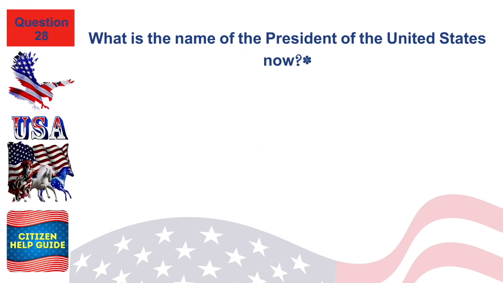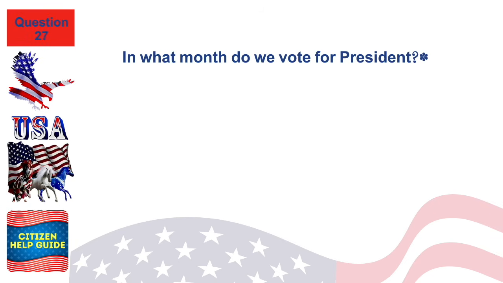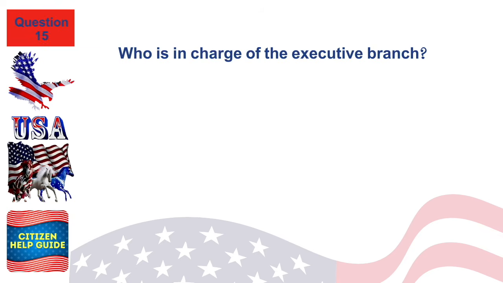What is the name of the President of the United States now? Donald Trump. In what month do we vote for president? November. Who is in charge of the executive branch? The President.